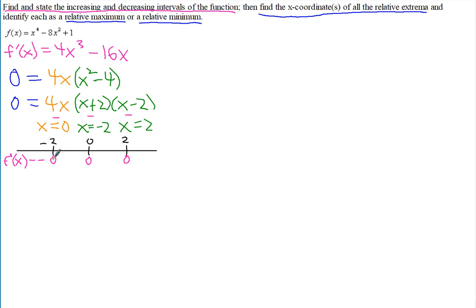Between negative 2 and 0, you could test negative 1. 4 times negative 1 is negative. Negative 1 plus 2 is positive. Negative 1 minus 2 is negative. 2 negatives times a positive, the negatives cancel out, so that's going to be positive.